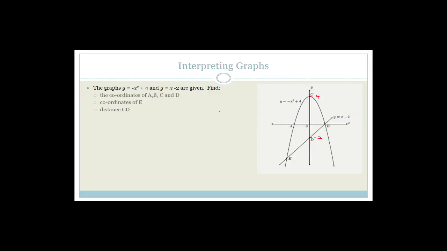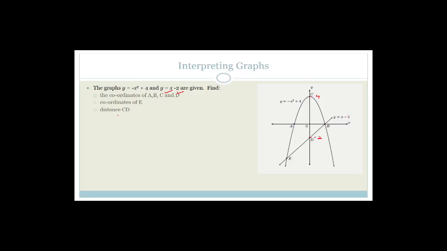Okay, so now let's look at the questions. It says find the coordinates of A, B, C, and D. Oh my word, we've already found C and D. Ta-da! So that's pretty easy, okay? Now it says they want the coordinates of A and B. So A and B are where you cut the x-axis. So do you agree these values are going to be x, 0? The y value here is 0, see, look, 0, and the y value here is 0.